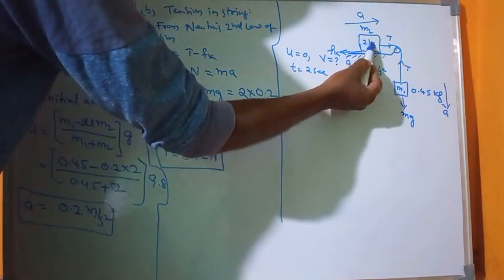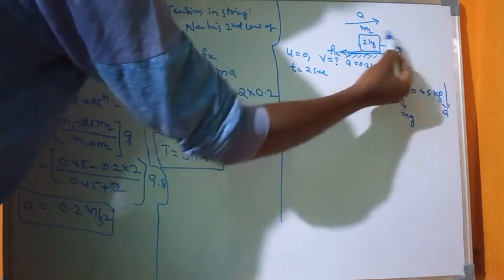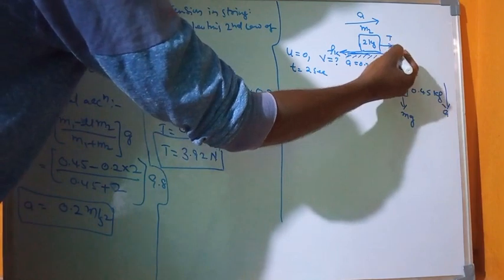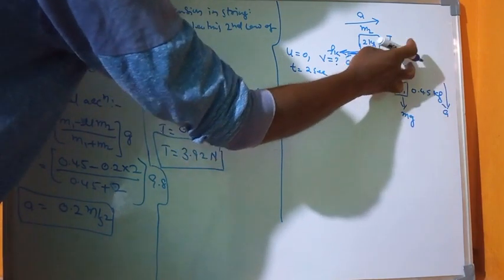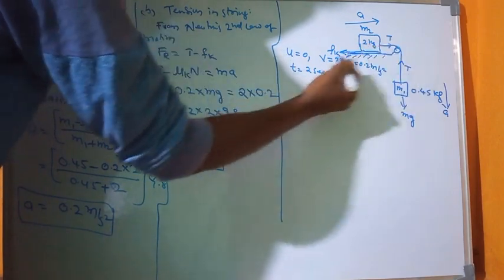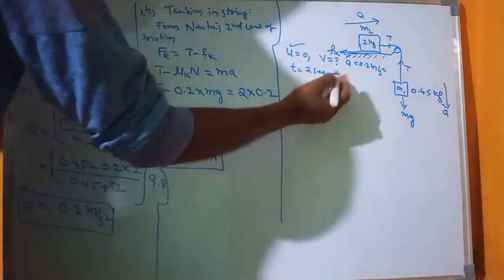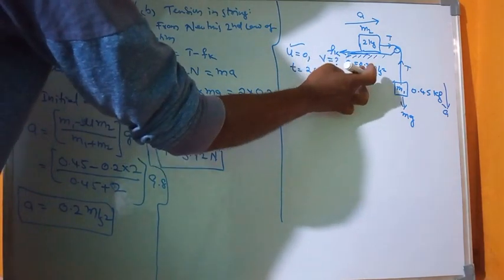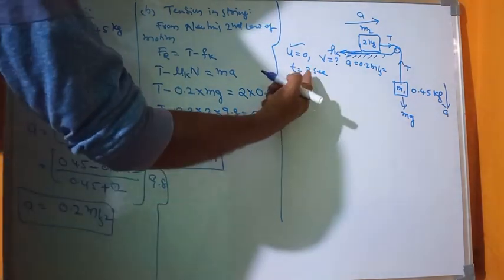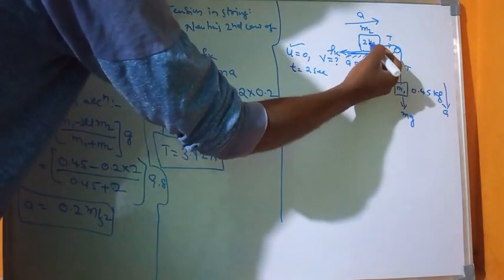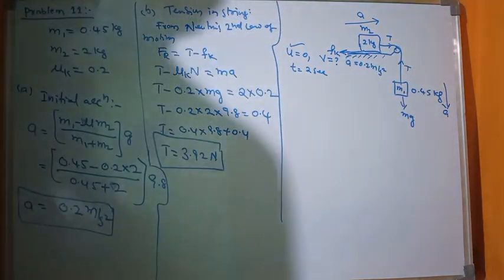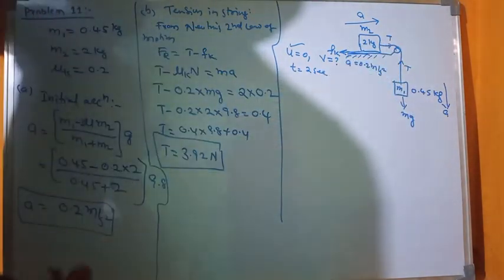Once again I will tell you. This 2 kg mass is moving in this direction with the help of this m1, but after some time the string breaks. If the string breaks, then it is moving freely. For this body, initial velocity is 0, final velocity we don't know, and acceleration we already got, a is equal to 0.2 meters per second square. After 2 seconds, while it is moving, how much distance has it traveled?